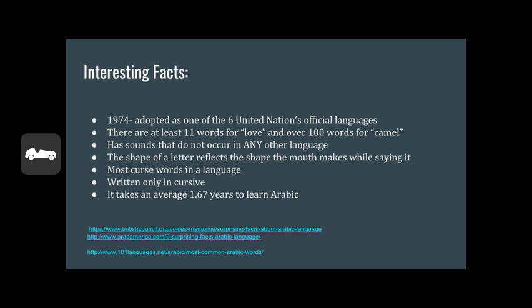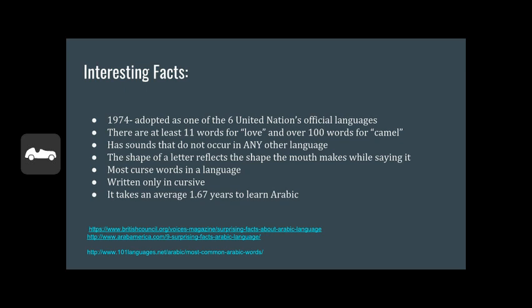We also learned that they are a very wordy language. What I mean by that is they have a lot of words for particular things. For example, there are at least 11 words for love. There are over 100 words for camel. Another one that's way up there was God. There were over 100 words for God, over 50 words for beautiful. There is definitely no lack of word choices in the Arabic language.